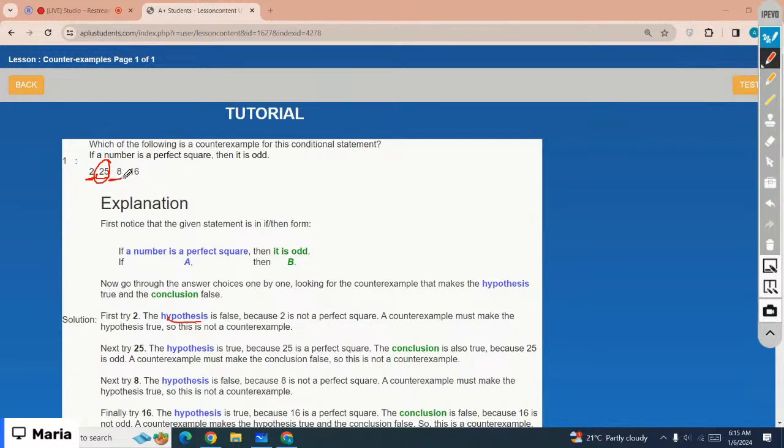For the 8, the hypothesis is false. That is not a perfect square, right? And now for 16, the hypothesis is true. That is a perfect square, right? And the conclusion is false. 16 is not an odd number, right? So that means the correct option is 16. 16 is the counter example. Got it? That is the one for which the hypothesis is true and the conclusion is false. So the counter example is the one that makes the hypothesis true and the conclusion false, right?